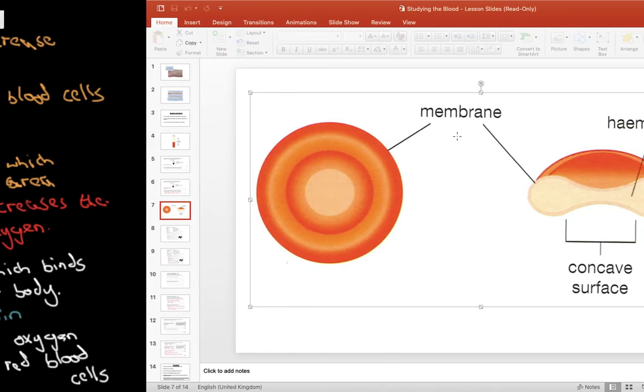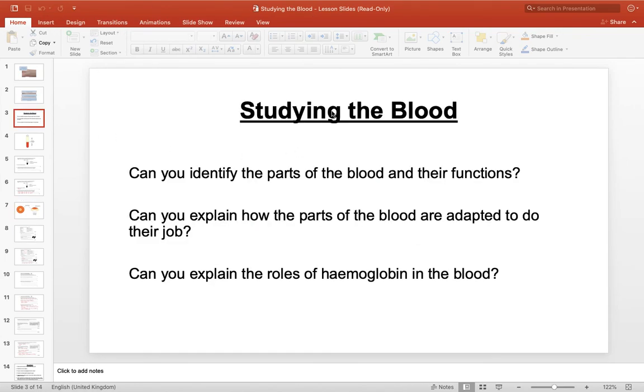So if we look back at our learning objectives, it said, studying the blood. Can you identify the parts of the blood and their functions? You should be able to tell me what the plasma, red blood cells, white blood cells and platelets do. You should be able to explain how each part is adapted to do their job. You need to mostly focus on plasma and red blood cells. And you should be able to tell me what hemoglobin does.